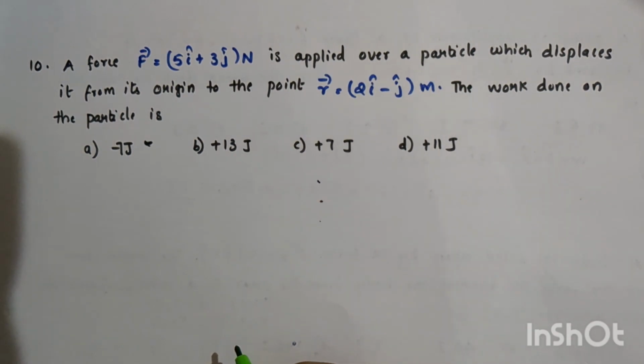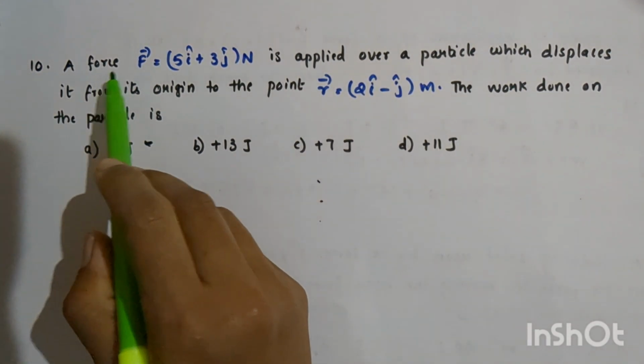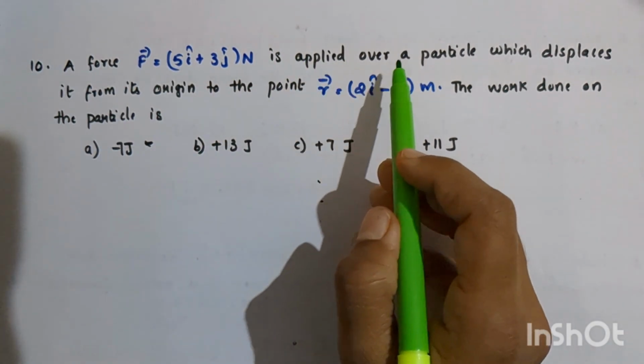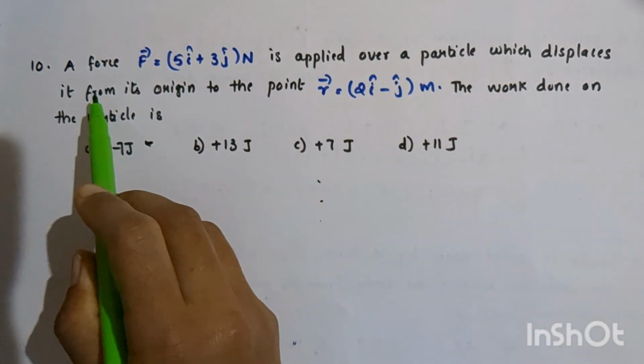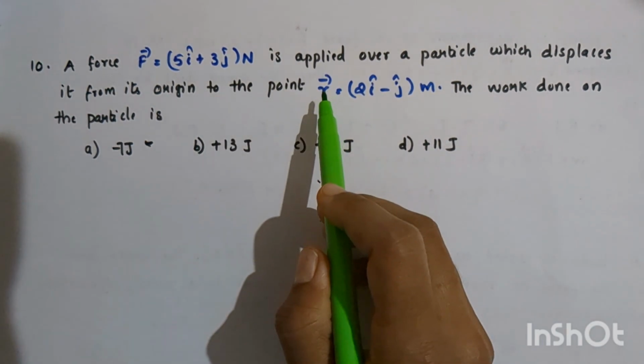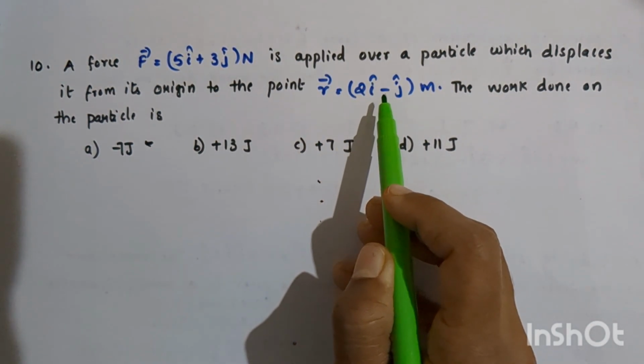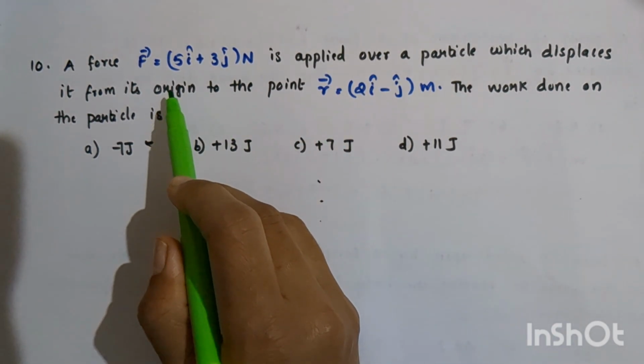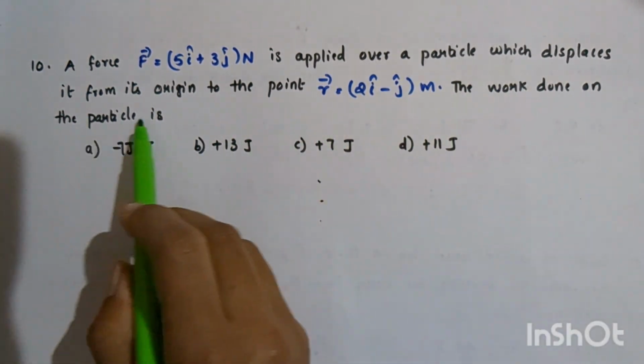Now let us see the 10th question of this video. A force vector F equals 5 i cap plus 3 j cap Newton is applied over a particle which displaces it from its origin to the point vector r equals 2 i cap minus j cap meter. So displacement will be this itself because it has displaced from the origin. The work done on the particle.